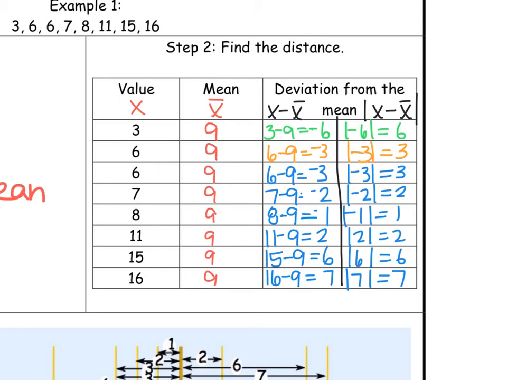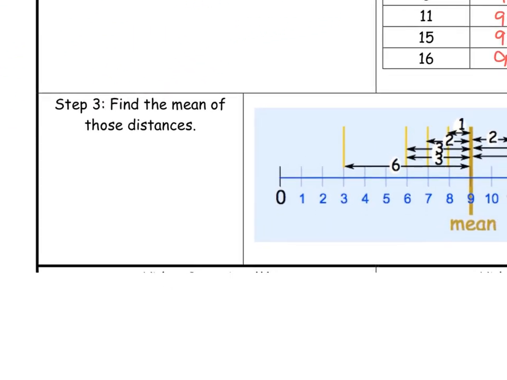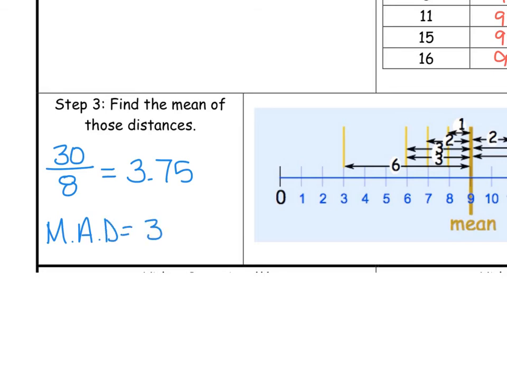And that's our next step, and that's step 3. So we want to find the mean of those distances. So if I add up all of those distances, I get 30, and there are 8 data points in that set, and 30 divided by 8 is 3.75. So the mean absolute deviation is 3.75.